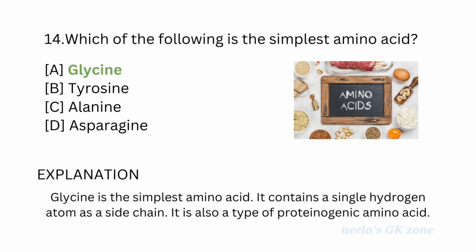And the answer is glycine. Glycine is the simplest amino acid. It contains a single hydrogen atom as a side chain. It is also a type of proteogenic amino acid.